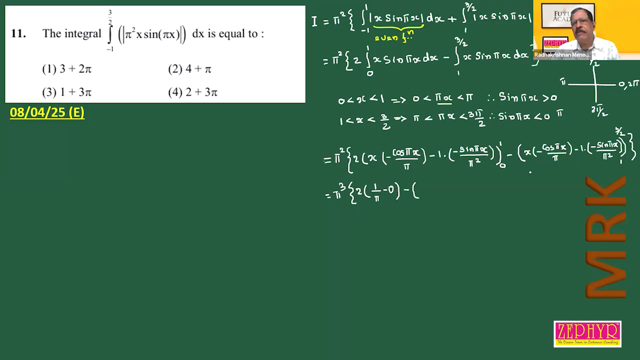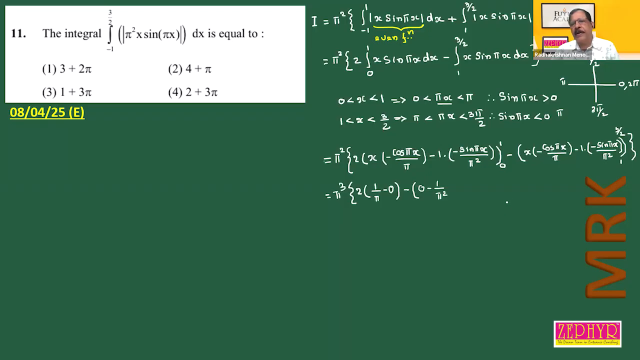Next, we are putting x is equal to 3 by 2. Now cos 3 pi by 2, that is 0. Minus into minus. Okay. It will be plus. Now sin 3 pi by 2. Sin 3 pi by 2 is minus 1. So you are getting minus 1 by pi squared.